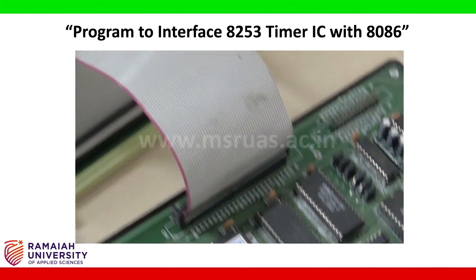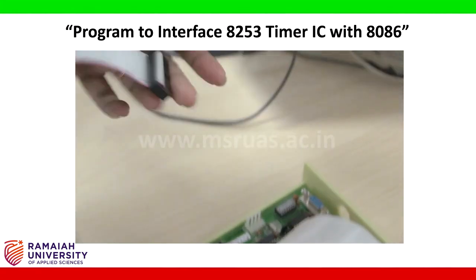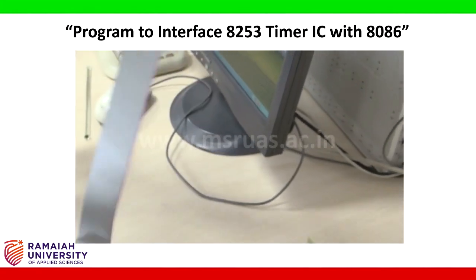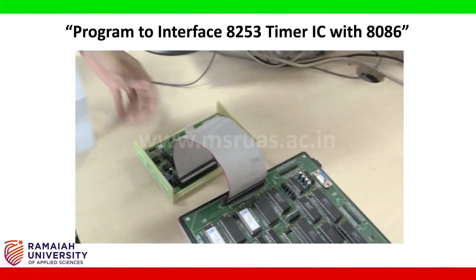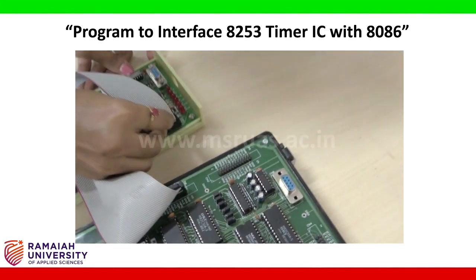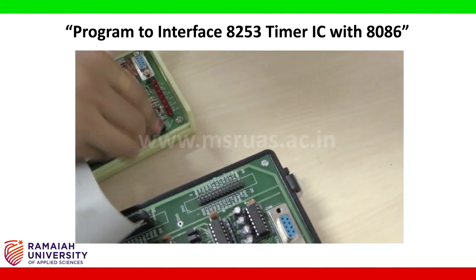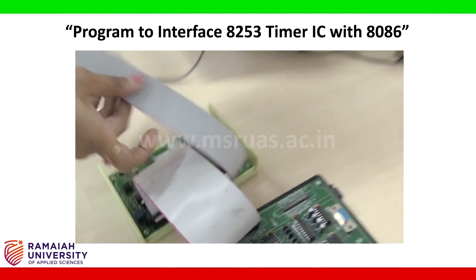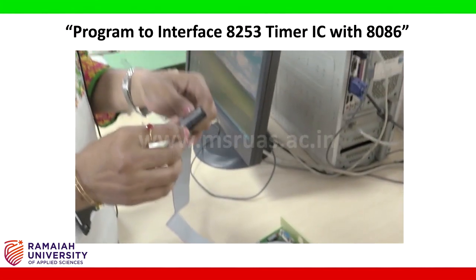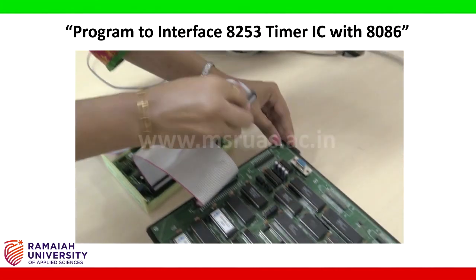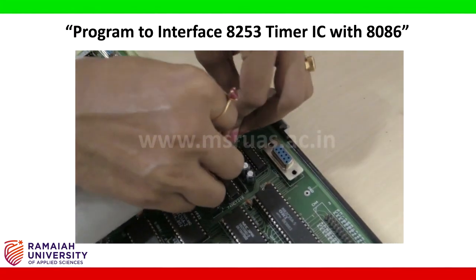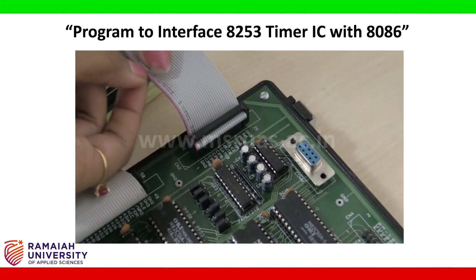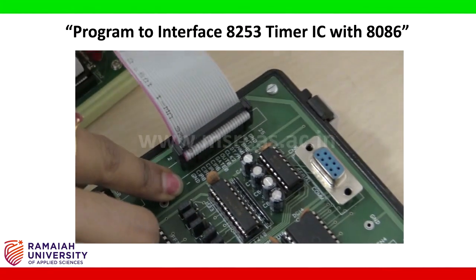Next, let us connect the 26 pin flat pin cable. As a first step, let us connect the 26 pin to the timer. Then the other end is connected to CN2 of the 8086 kit, so this red notch is facing towards 1.